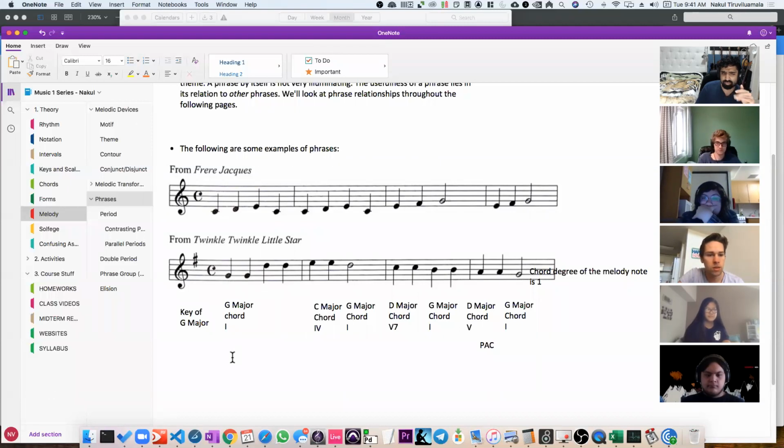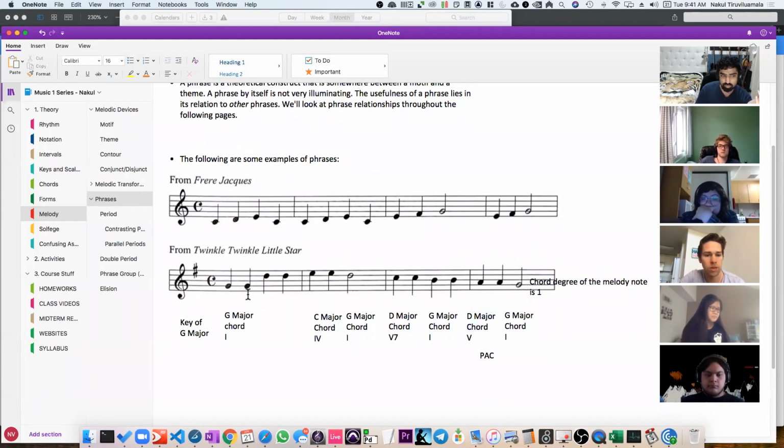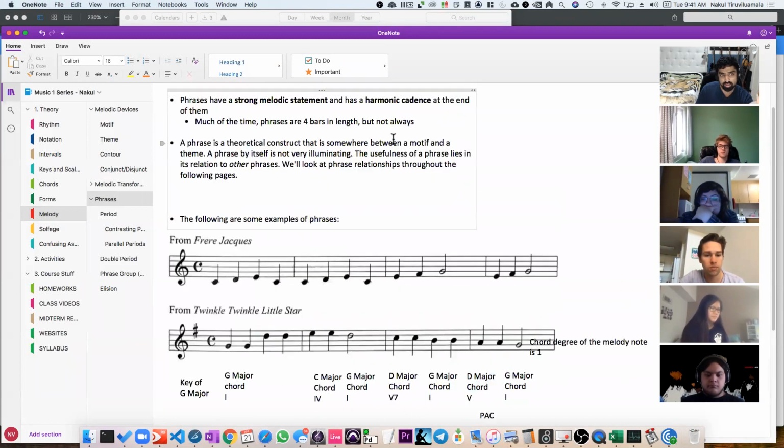And this was all done to convince you that this particular phrase does in fact have a strong harmonic resolution at the end. It does because, classically speaking, with this melody the penultimate chord is a 5 chord and the final chord is a 1 chord, and it happens at the very end of the statement of the phrase. So what we have is a perfect authentic cadence. That's really a phrase. It has a strong melodic statement and a harmonic cadence at the end of it. Okay?